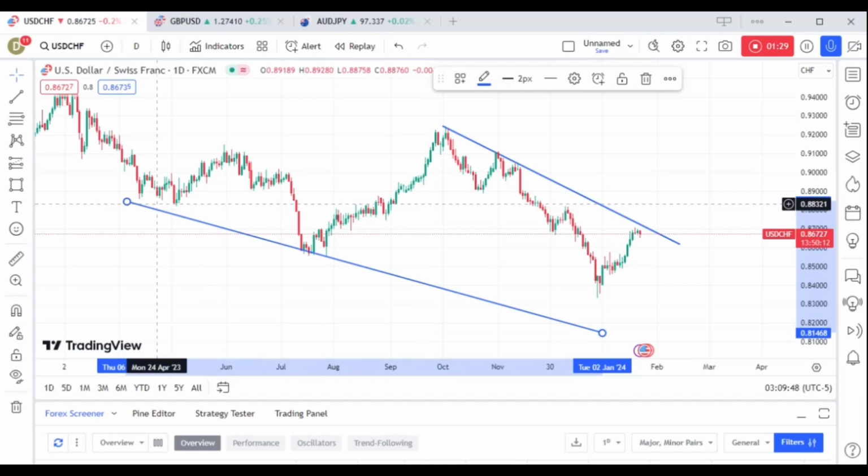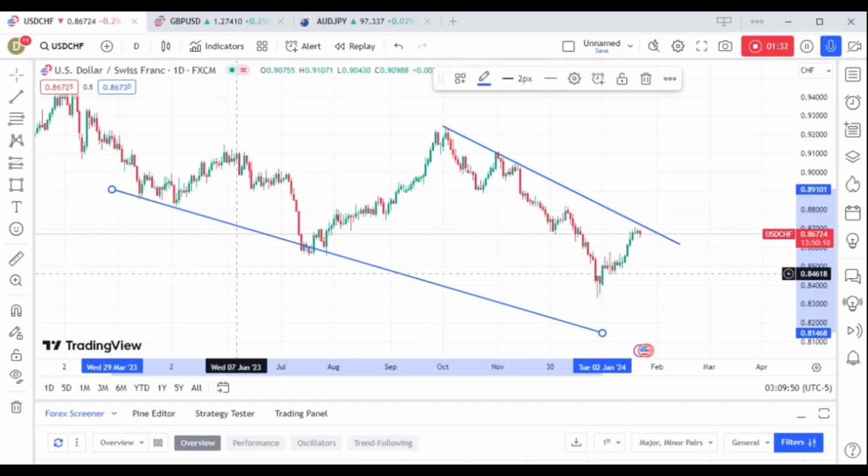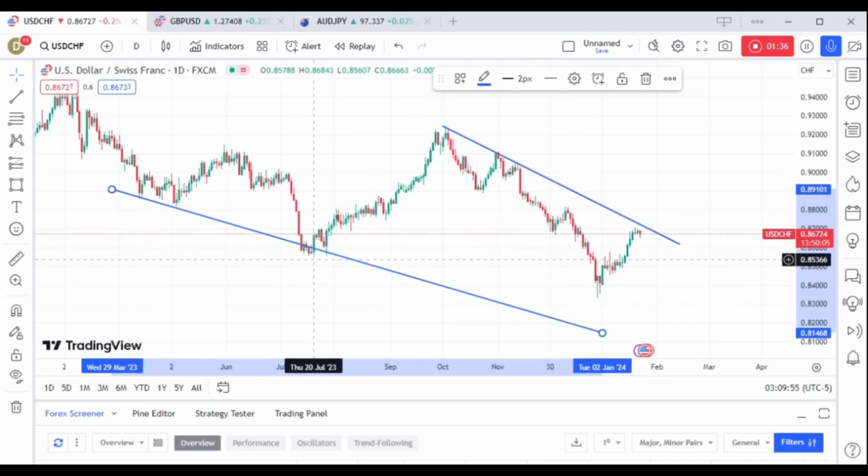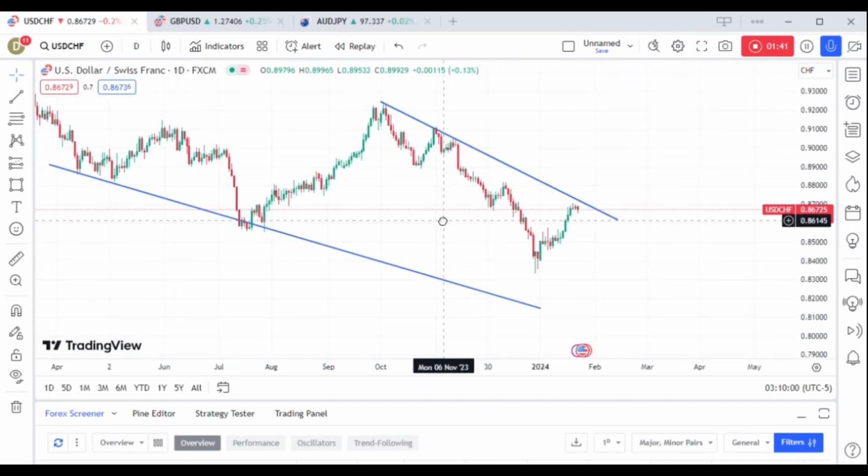Now, this is valid because there are more than 3 touches on this trend line, and there are more than 3 on this trend line. 1, 2, 3. 1, 2, 3. So this is a valid trend line.